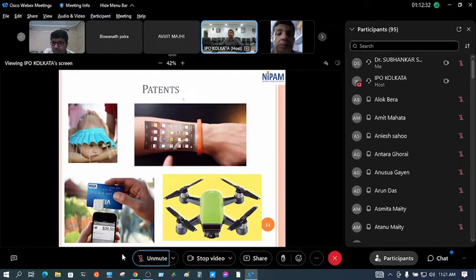These are some other devices which can be patented. This is to show you a simple device, this baby umbrella. You can see here, this is not rocket science. This is a very simple device which is usually used for baby bathing.